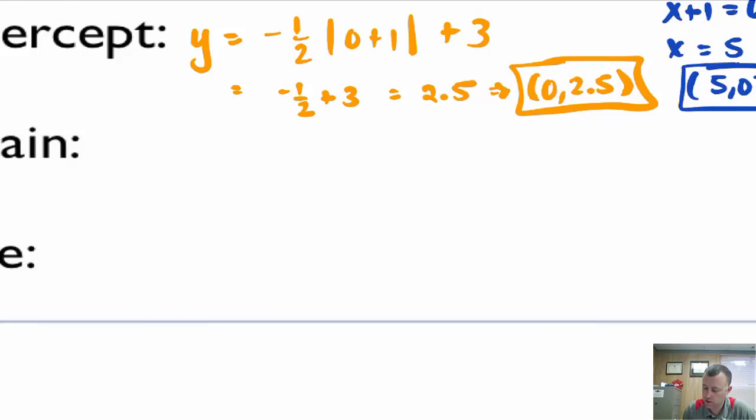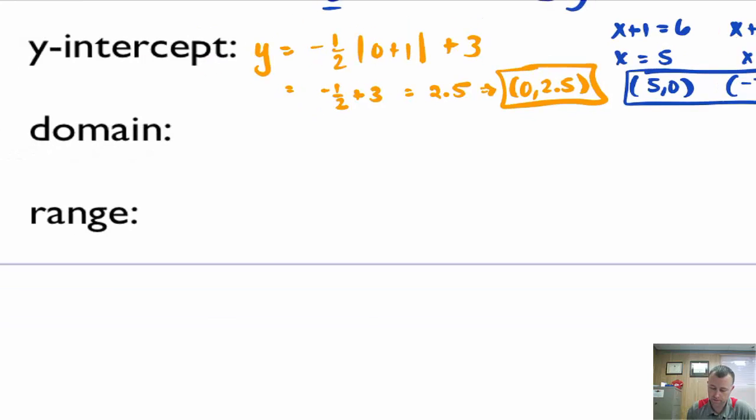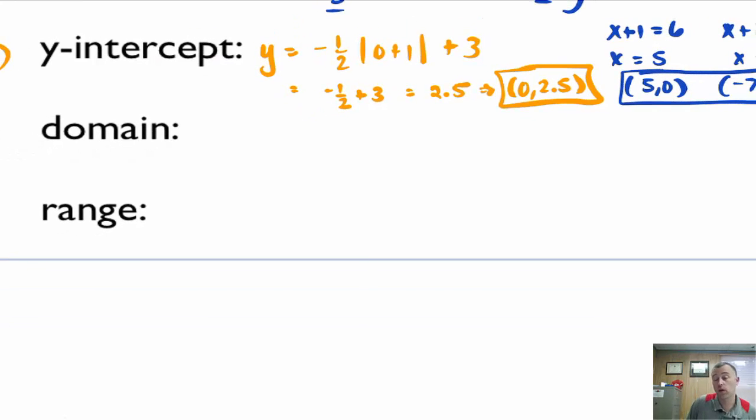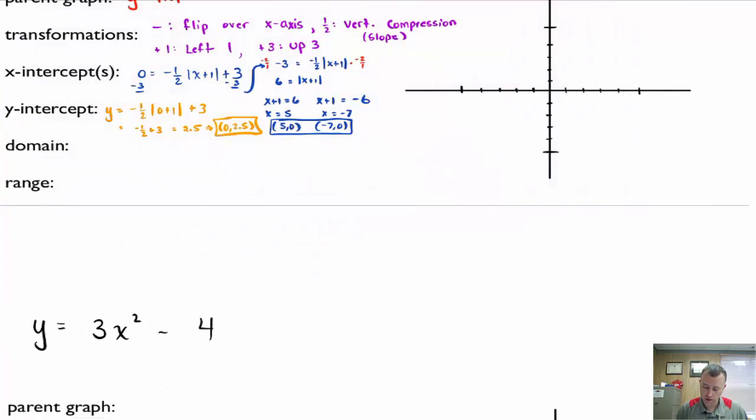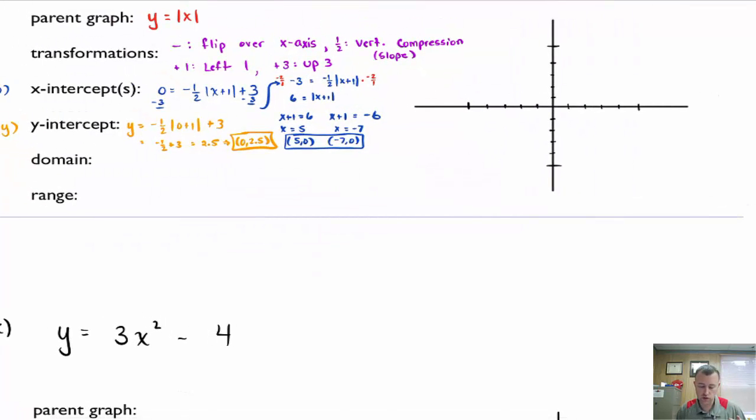So I'm going to have 0, 2.5 for my y-intercept. Okay, so with that I can go ahead and graph this. So I'm going to do that now. So we start off with our transformations. So we know the graph has a point at 0, 0. Kind of show you how this works. So I'm going to take this point, which is at 0, 0. So you can kind of see it here. It's at 0, 0. That's the vertex of that V.